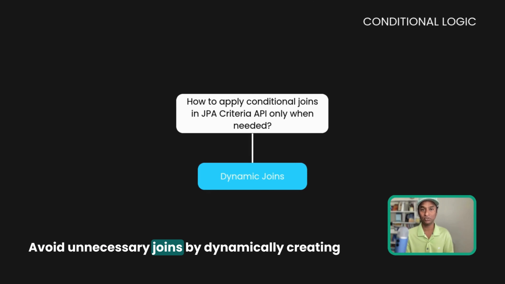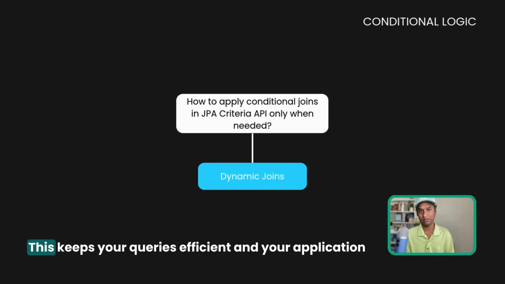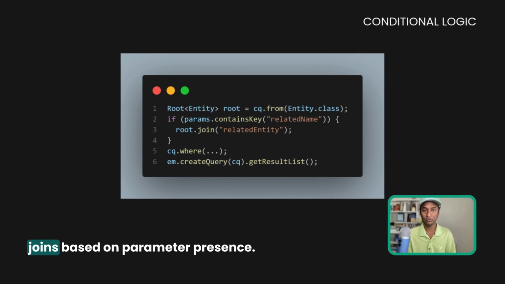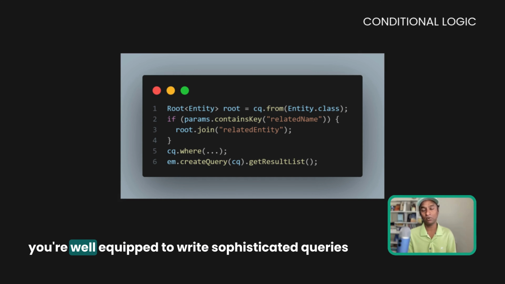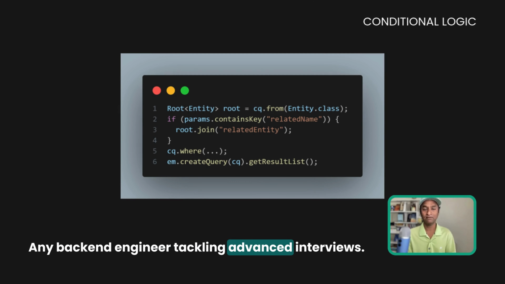Avoid unnecessary joins by dynamically creating them only if the filter parameter for the related entity is present. This keeps your queries efficient and your application performant. Take a look at this example showing how to create conditional joins based on parameter presence. With these strategies, you're well equipped to write sophisticated queries that adapt fluidly to user input, a must-have skill for any backend engineer tackling advanced interviews.